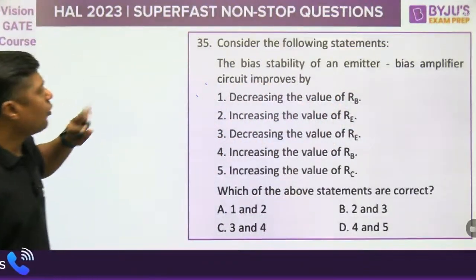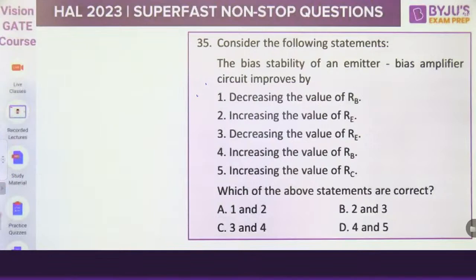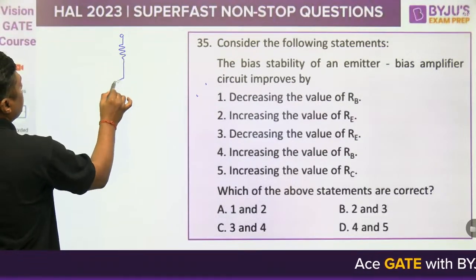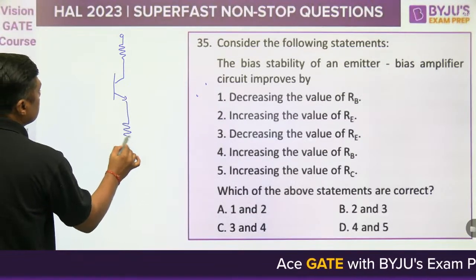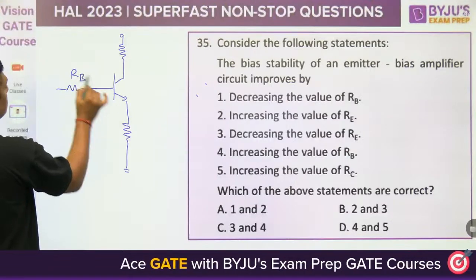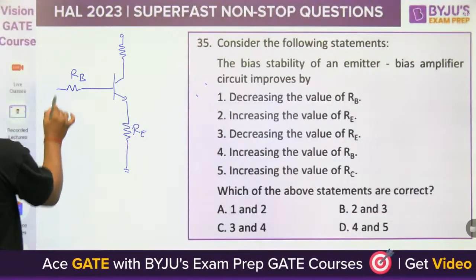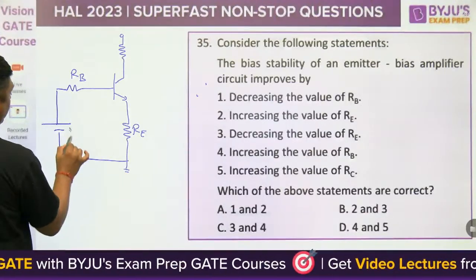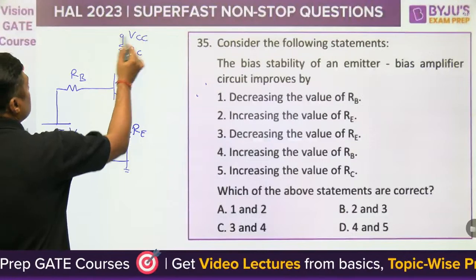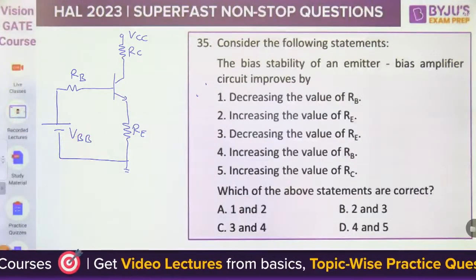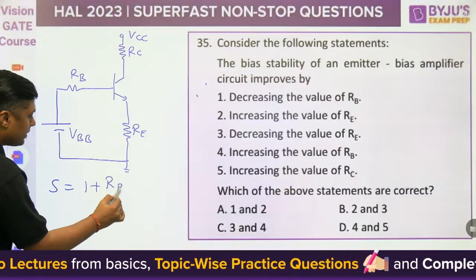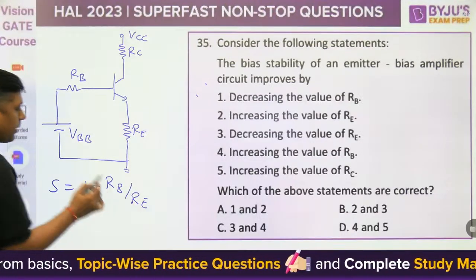So consider the following statement. Emitter bias means what? Self bias circuit. This is also called emitter bias circuit. And this is the resistor RB. This is RE. This is called self bias circuit where RE is connected. So what is the stability factor for this? Approximated formula is 1 plus RB by RE.